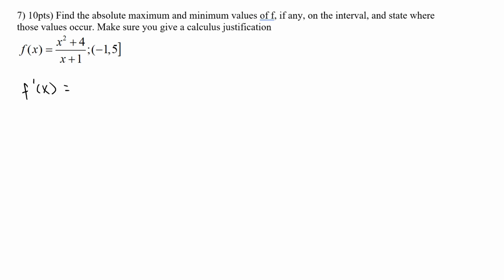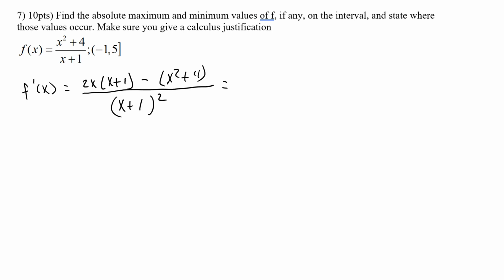And see what's going on there. So f prime of x is equal to, okay, so quotient rule: derivative of the top, 2x, bottom left alone, x plus 1, minus the derivative of the bottom, 1, times the top left alone, x squared plus 4. And you should make sure that you keep those parentheses right.